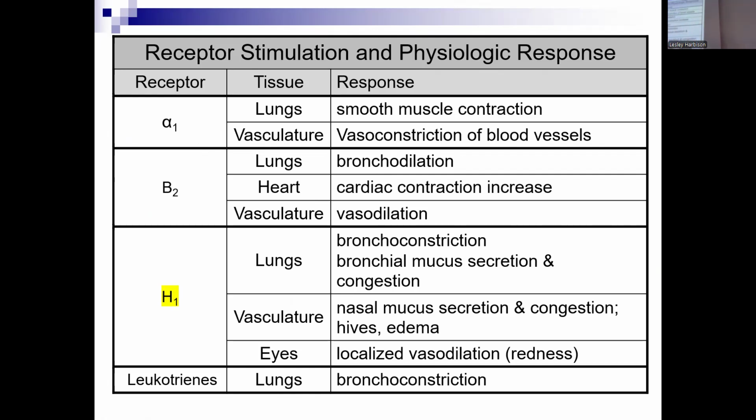Except beta 2 is sort of our outlier. If it's stimulated, it does bronchial dilation. And that's where our medication comes into play, our albuterol and those medications. So we'll get there in a second. I like that it summarizes; you'll really want to know this chart. Be comfortable with this chart.